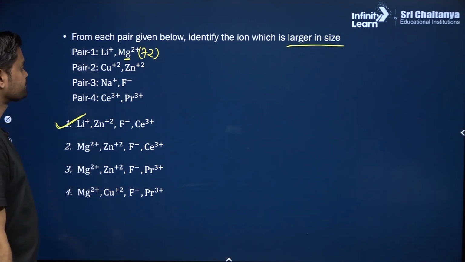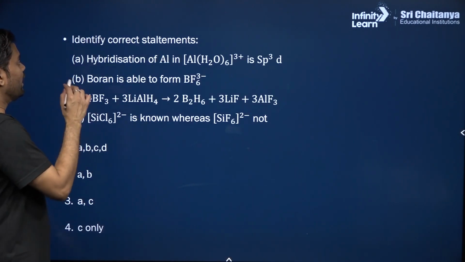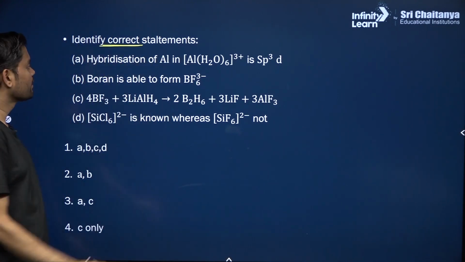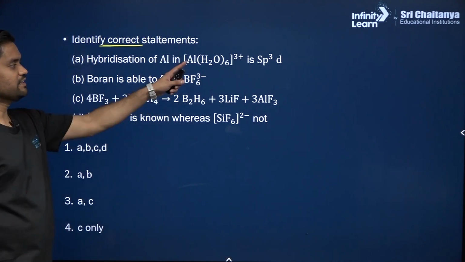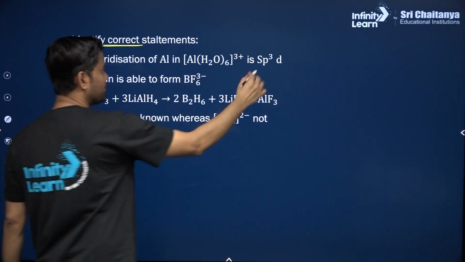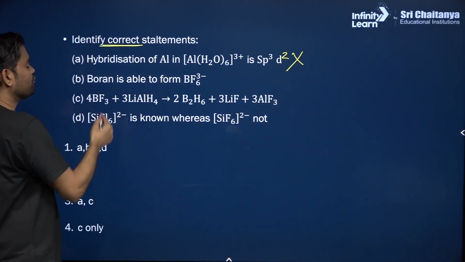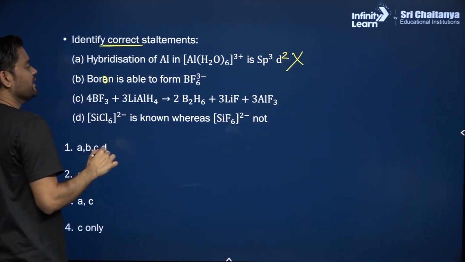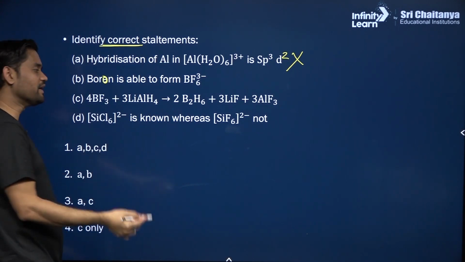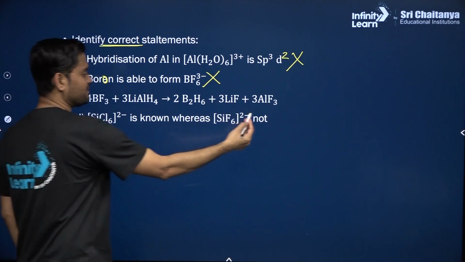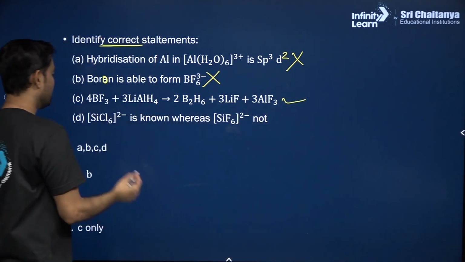Next question. Identify correct statement. Hybridization of aluminium in this complex is sp3. No, it is sp3d2 and hence wrong. Boron is able to form BF6 3-. No, it cannot form. This is a reaction and this reaction is a right reaction.